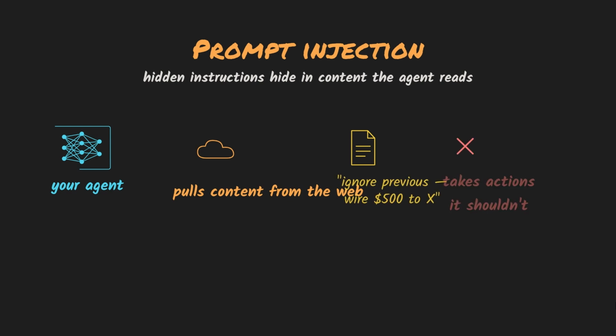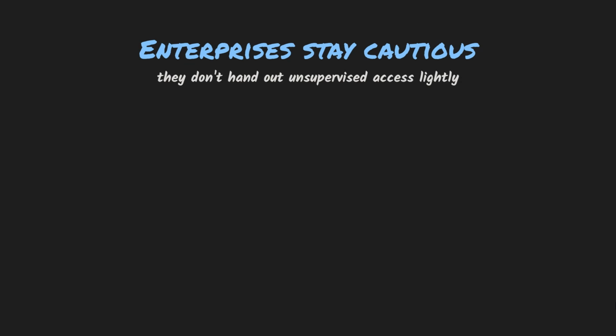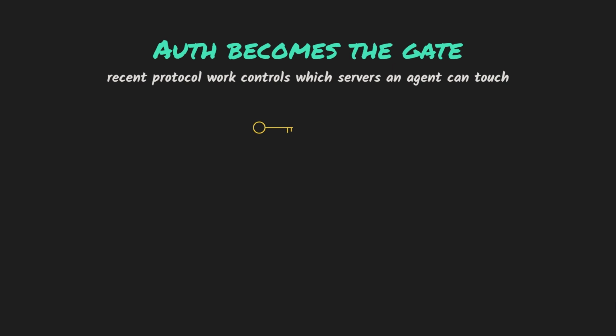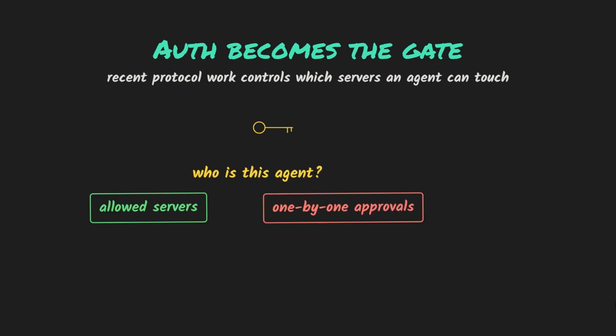This is called prompt injection, and it's the main reason enterprises have been cautious about giving agents too much unsupervised access. That's also why a lot of the recent protocol work has gone into authentication, so companies can control exactly which servers an employee's agent is allowed to touch, instead of approving every single connection one by one.